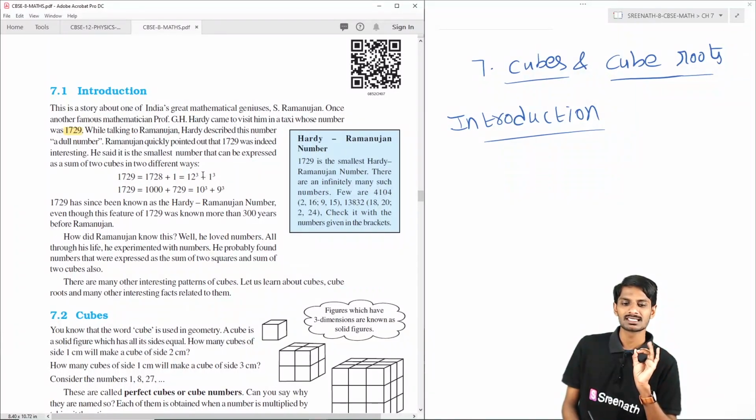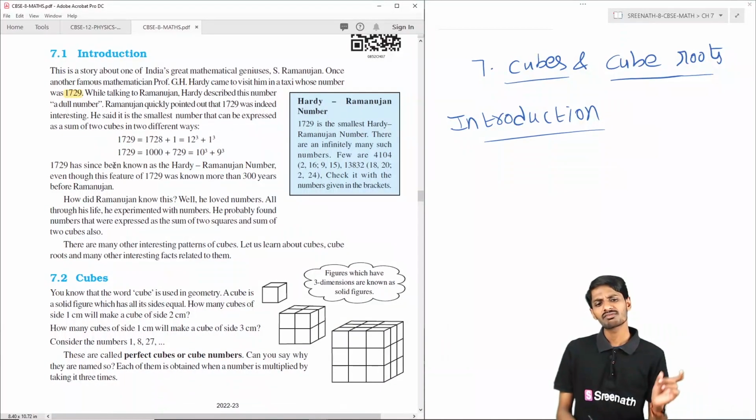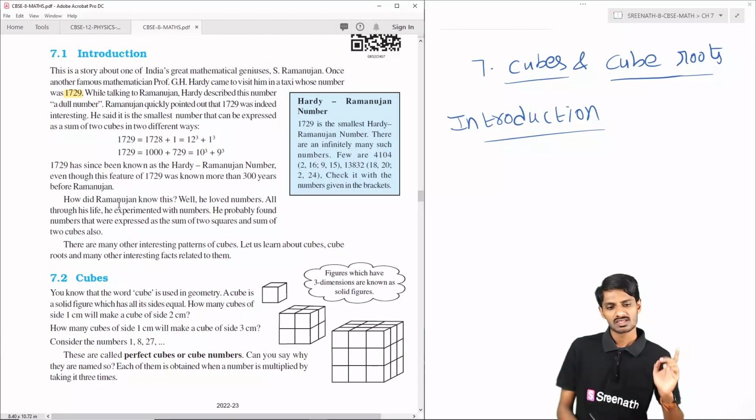We can express this as 12 cube plus 1 cube and also as 10 cube plus 9 cube. No other smaller number is there which can be expressed like this. So this was told by Ramanujan. All of a sudden there was a shock. After that, this 1729 number is known as the Hardy-Ramanujan number. Okay, students. So that is the thing.